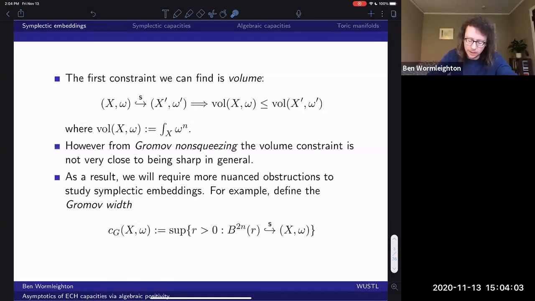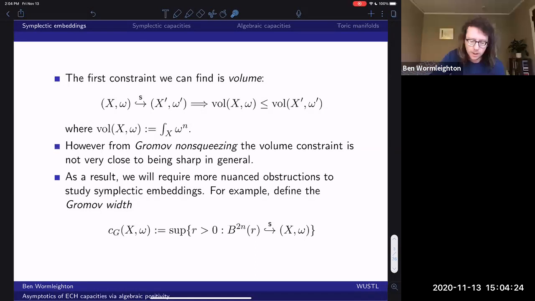if we're going to try and obstruct symplectic embeddings. So one of the first main examples, which we'll bump into a few times in this talk, is the Gromov width, c_G of X, omega, which is the supremum over the radii of balls which symplectically embed into X.